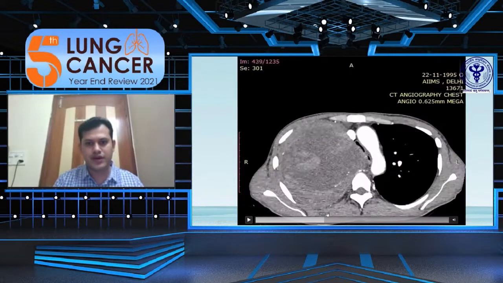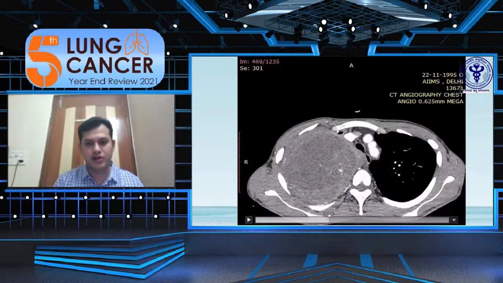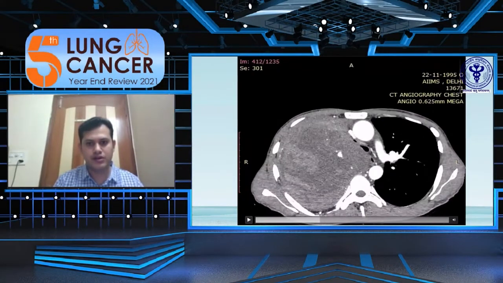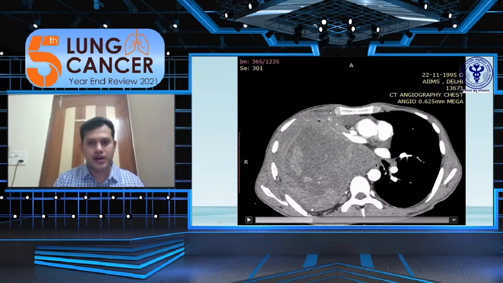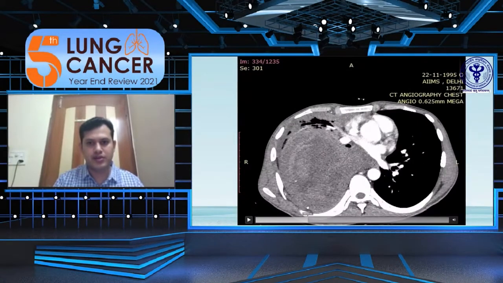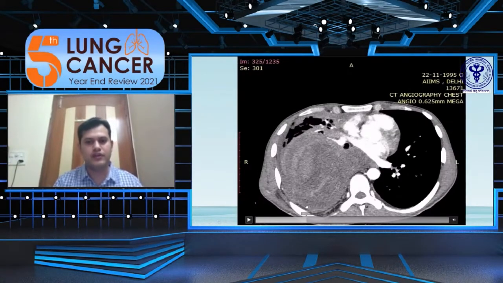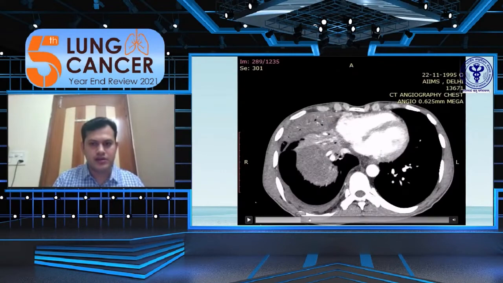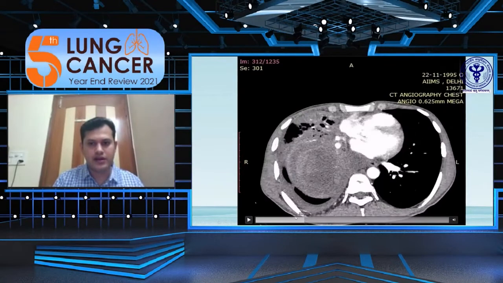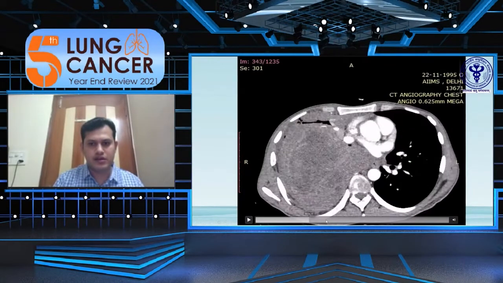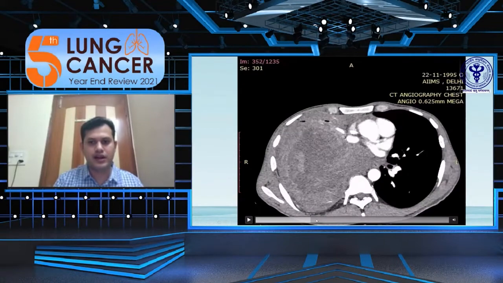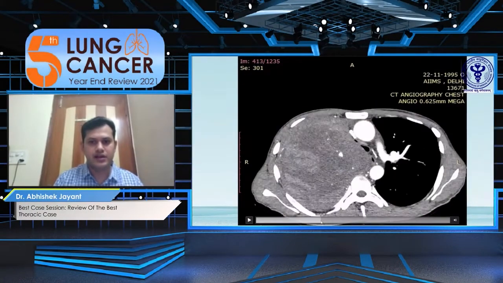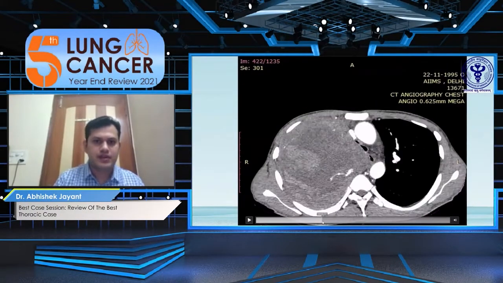It is causing mass effect on the trachea, right upper lobe bronchus, right main pulmonary artery, right superior pulmonary vein, and left atrium. However, no definite signs of frank invasion are seen. We can also see these dilated bronchial and intercostal arteries which are supplying the tumor.